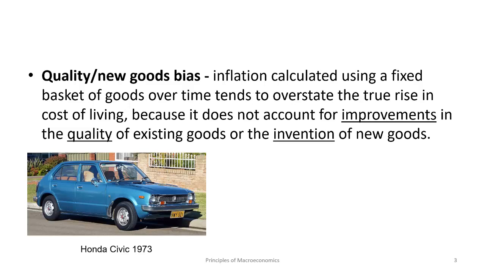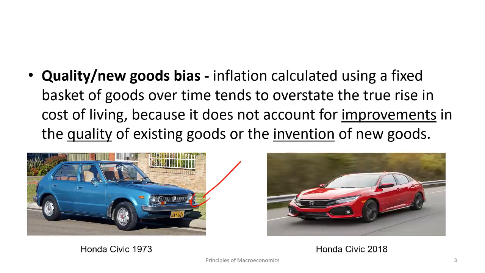For example, in 1973, a Honda Civic looked like this. But this is not the Honda Civic that we buy today. Rather, what we have is a Honda Civic like this one on the right side. And what we are seeing here is that the Honda Civic of 2018 is a completely new product compared to the Honda Civic of 1973. And obviously, because it's a different product, its cost or its price is different. But CPI has great difficulty in accommodating these quality changes.